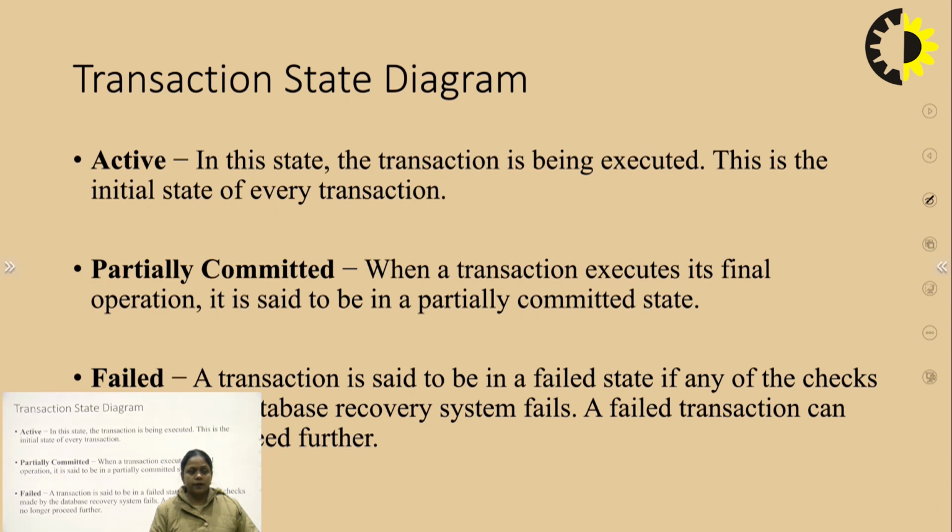Now again we will see the explanation of each and every state of the transaction. Active: in this state the transaction is being executed. This is the initial state of every transaction. Partially committed: when the transaction executes its final operation, it is said to be in the partially committed state. Then the next one is failed. A transaction is said to be in the failed state if any of the checks made by the database recovery system fails. A failed transaction can no longer proceed further.